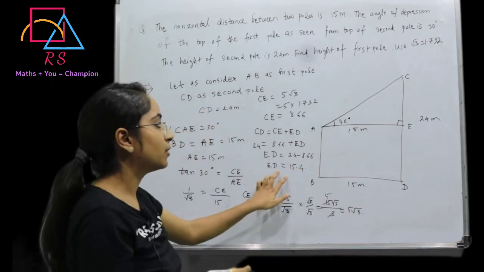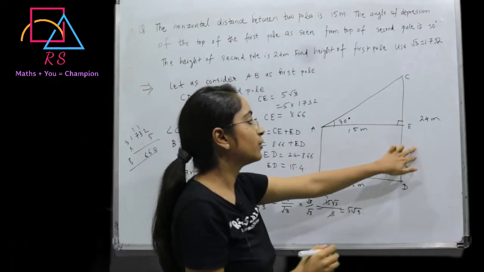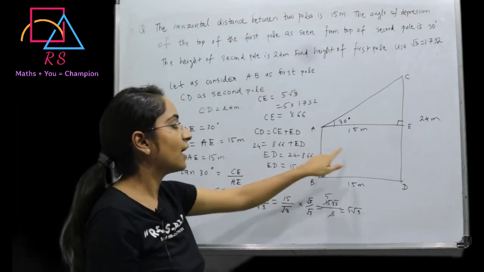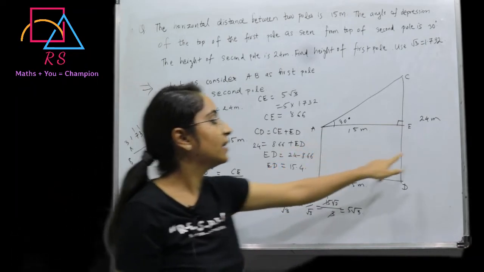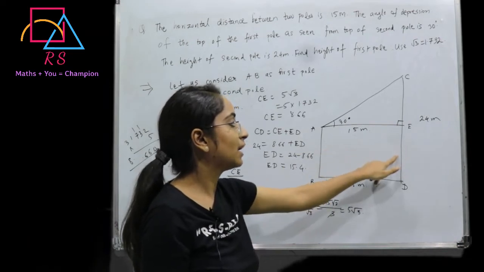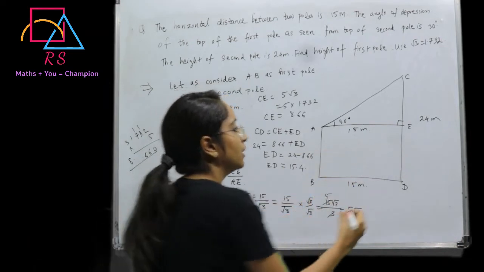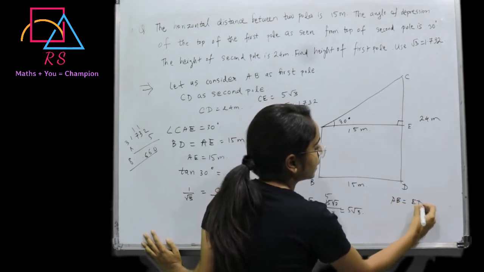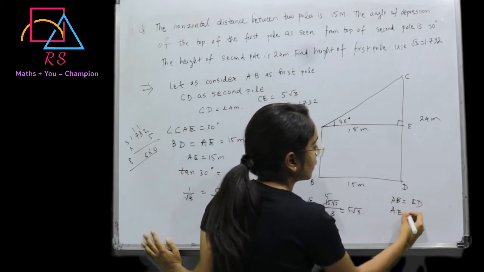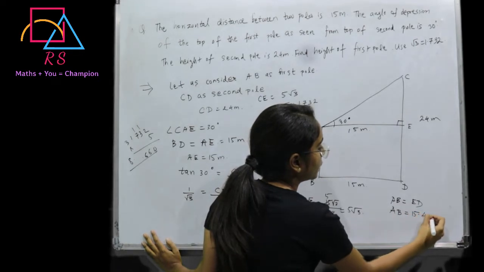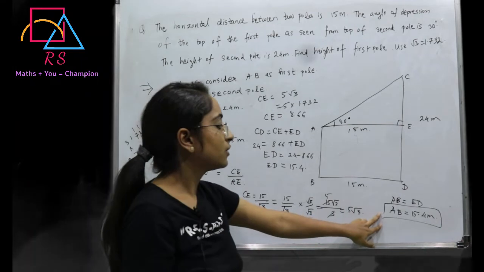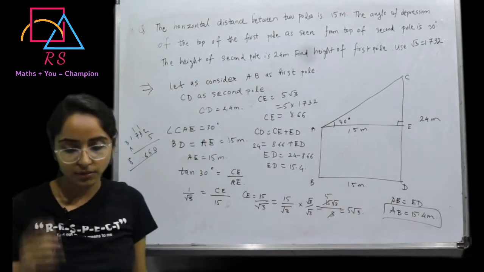So ED comes as 15.4, and as this is a rectangle and the opposite sides of a rectangle are equal, AB is equal to ED. Thus AB comes as 15.4 meters, which is the height of the first pole. So thus we get the required result.